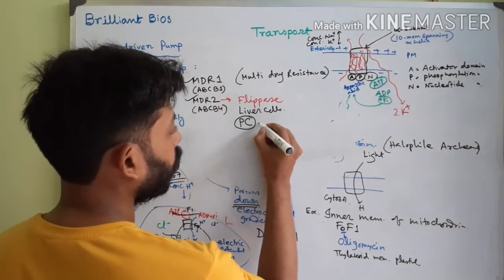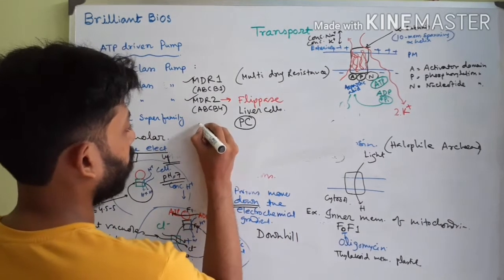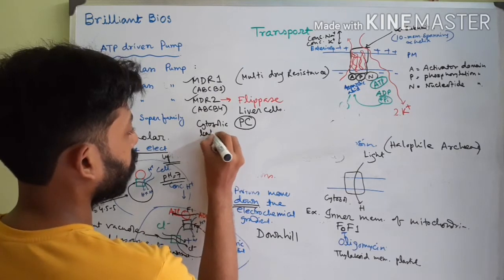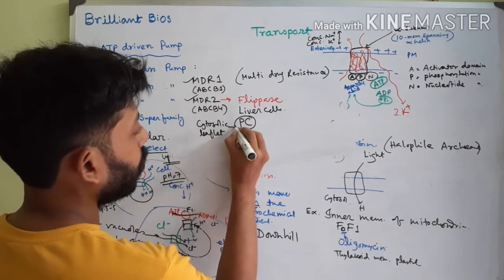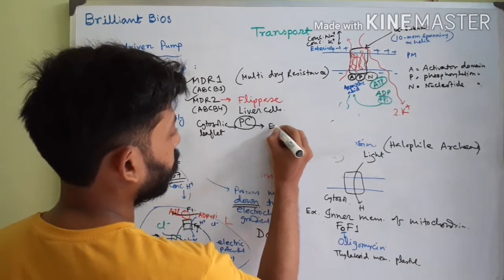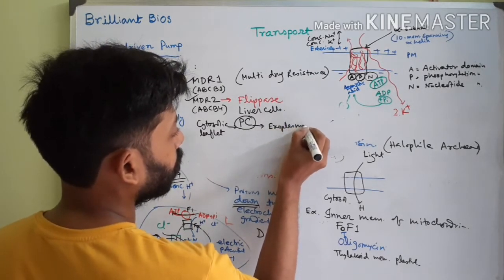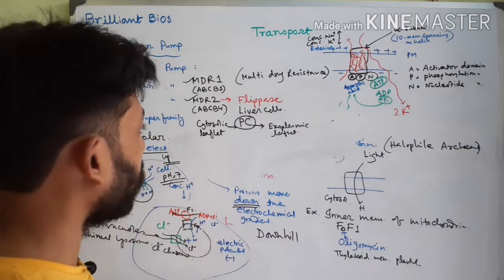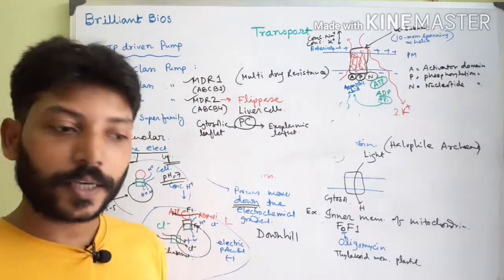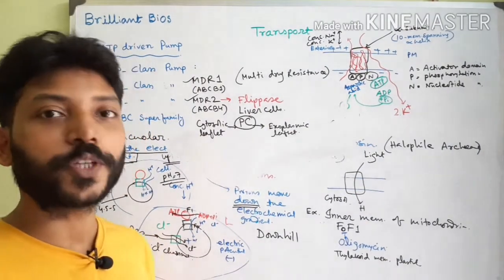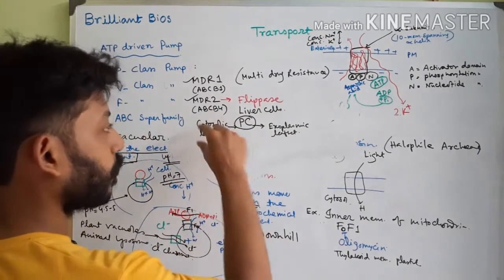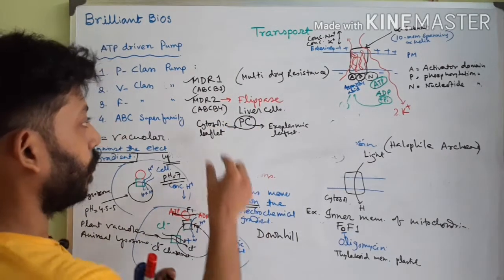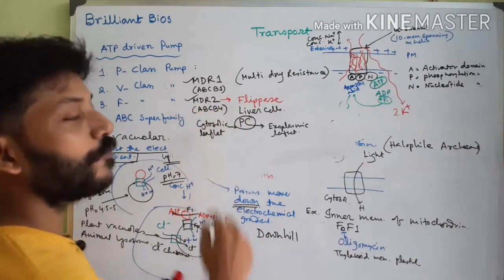So phosphatidylcholine moves from the cytosolic leaflet to the exoplasmic leaflet, and then this phosphatidylcholine actually mixes with bile. So this protein or pump acts as a flippase.